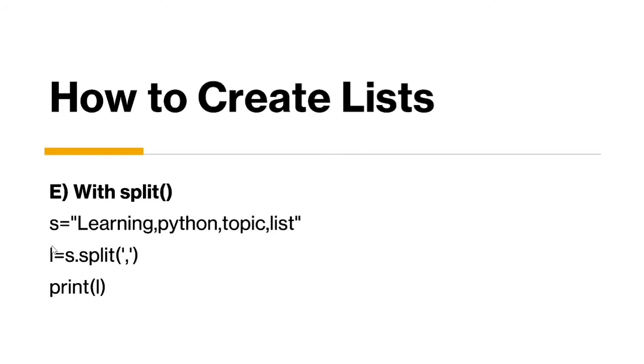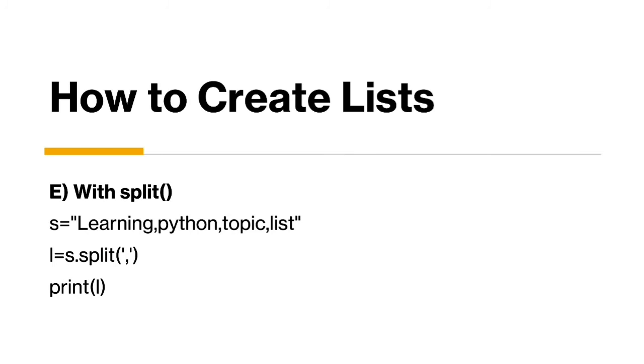So what I did was create a list L and pass s.split, with the splitting parameter as the comma, and then I printed the value of L. So this variable L will consist of a list having four elements: learning as the first one, Python second, topic third, and list as the fourth one, because they are the values separated by commas. So the string will be split wherever the split function finds a comma in it.